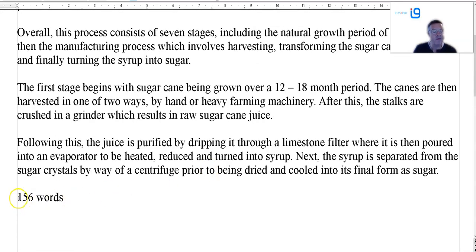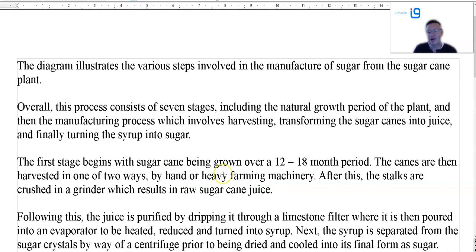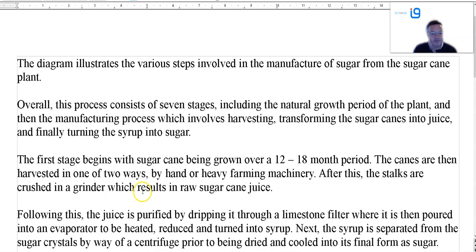This one's mine. Okay. Now I only managed 156 words, and that's enough. But as I say, you could pad it out with some extra words, but this would do, because this one is pretty straightforward. There's not a lot of information here. So you've got 4 paragraphs.